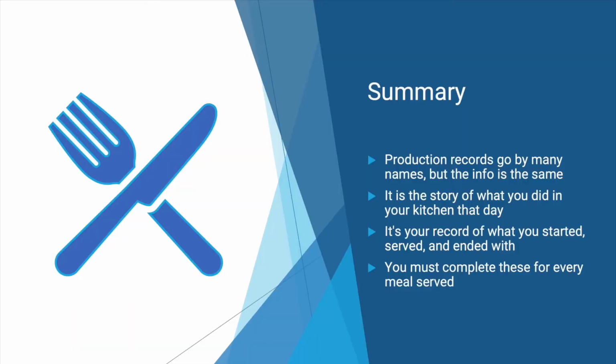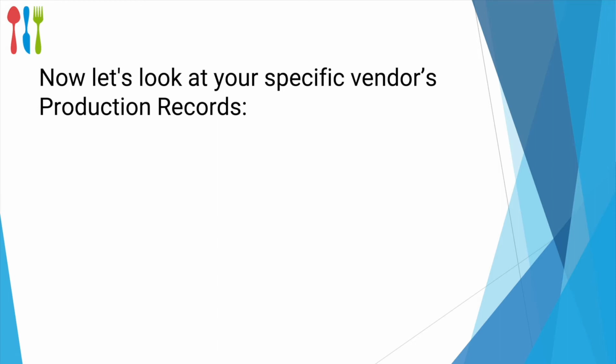Here are the key takeaways from today. Production records go by many names, but the info is the same. The production records are the story of what you did in the kitchen that day. Production records are the record of what you started with, what you served, and what you had left over. Production records must be completed at every meal service. The USDA checks this. That's what your AR is. Now let's look at an example from your specific vendor.